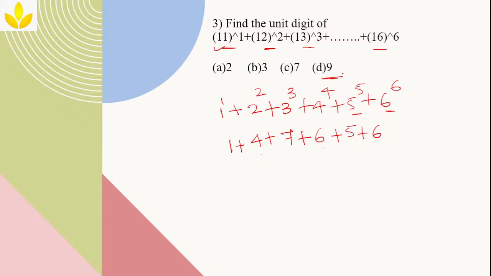So the last digit is 9. Clear? So the answer is option D. I hope you understood. Okay.